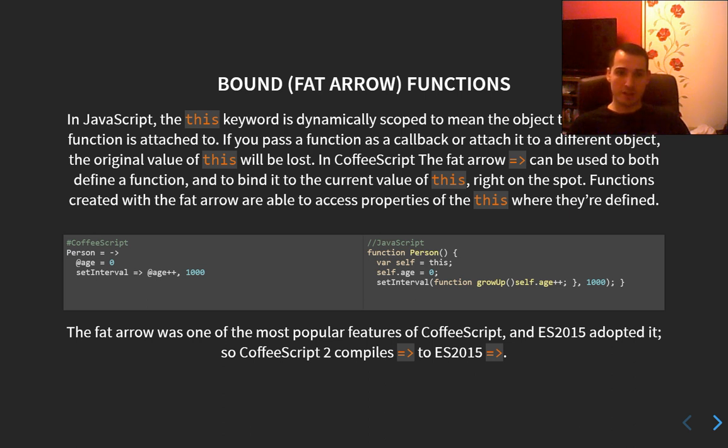Functions created with the fat arrow are able to access properties of this where they are defined. The fat arrow was one of the most popular features of CoffeeScript, and ES 2015 adopted it. So, CoffeeScript 2 compiles fat arrow to ES 2015 fat arrow.